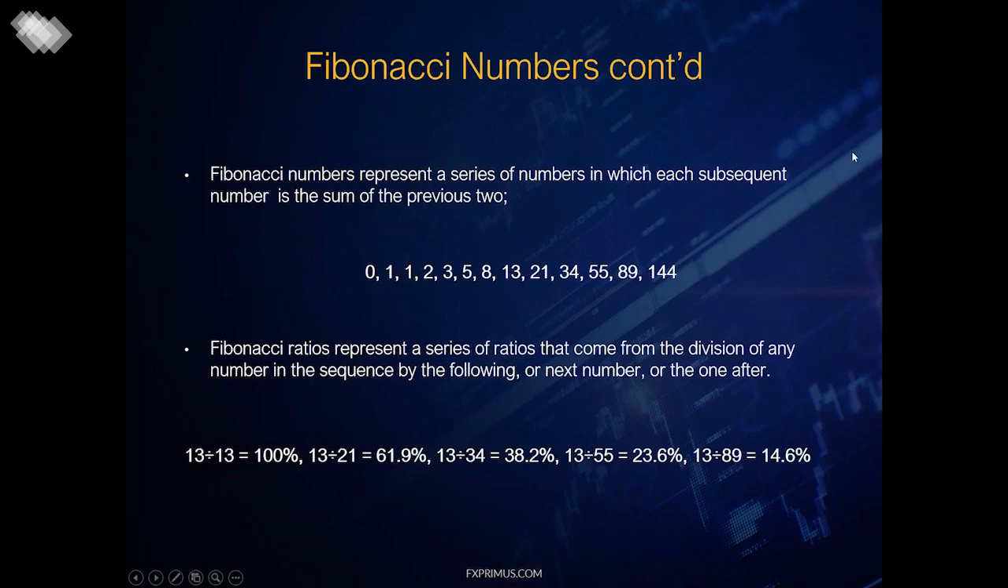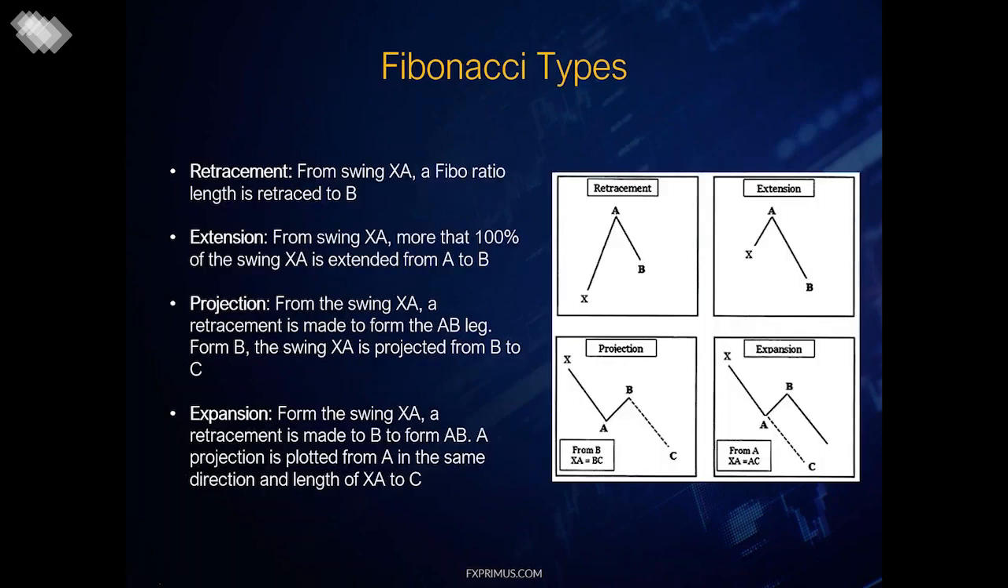Now, why are those ratios important? Because those ratios are identified as very, very useful levels for either resistance or support, or even exit levels. But before we see an example, I want to go into the different Fibonacci types. We have the Fibonacci retracement, the extension, the projection, and then the expansion. Four different types. Obviously, I'm not using all of them.